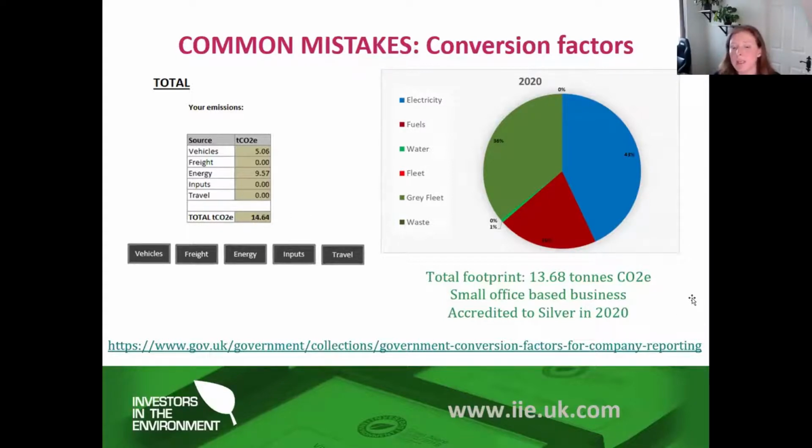So it is important that you get the correct conversion factors. Simon has already put the link, but I've put it again here so that you can go to that and see the conversion factors.